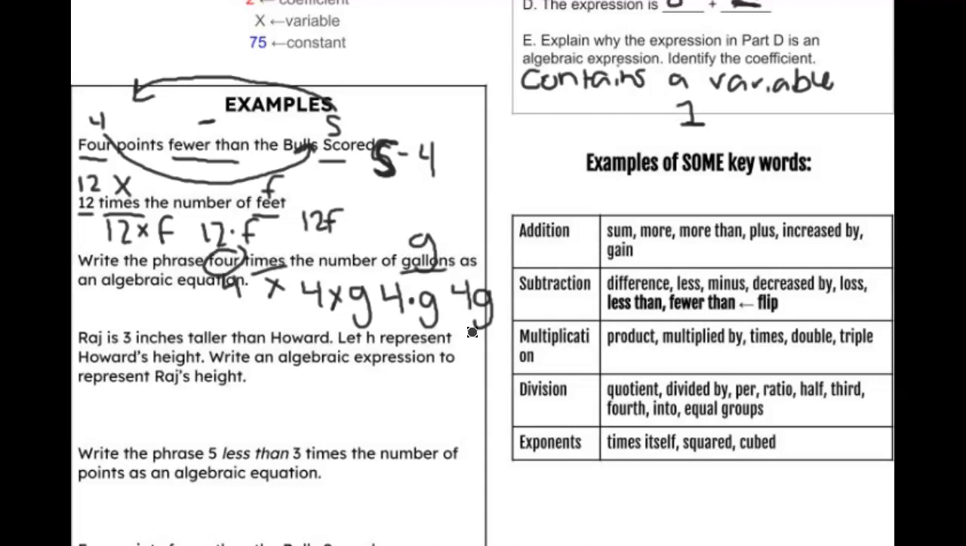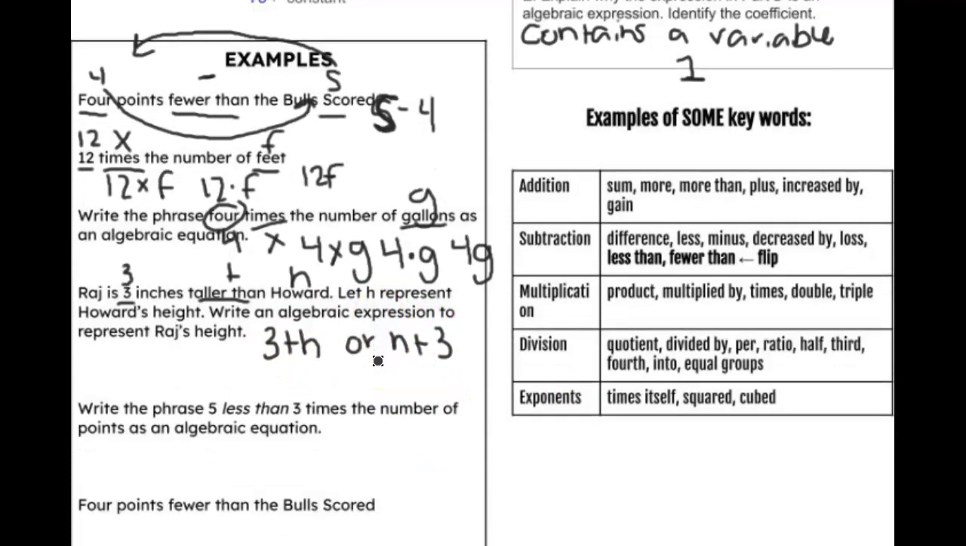Our next one. Raj is 3 inches taller than Howard. Let H represent Howard's height. We're going to write this as an algebraic expression. So our number is 3. Taller than, that would be plus, and we're using H. So you could do 3 plus H, or you could do H plus 3. It does not matter the way you write those.